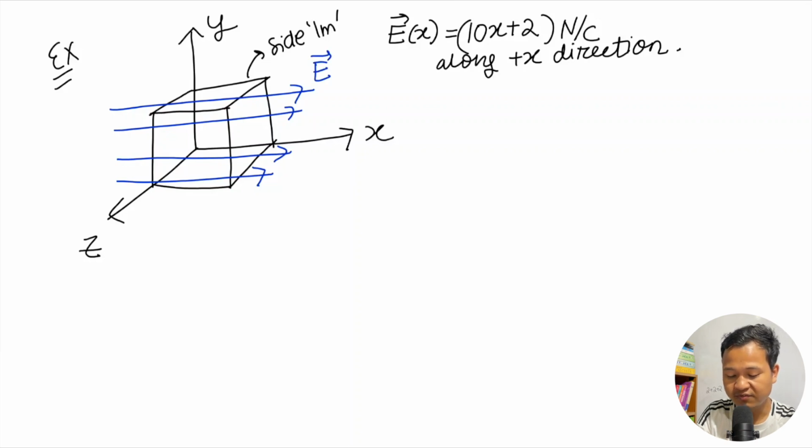Here you see this top face, bottom face, front face and back face: the electric field is along the surface, so there is no flux. Top, bottom, front and back are there, but because of these faces the flux is 0, so we will not consider them. Flux is there only in the left face and the right face.